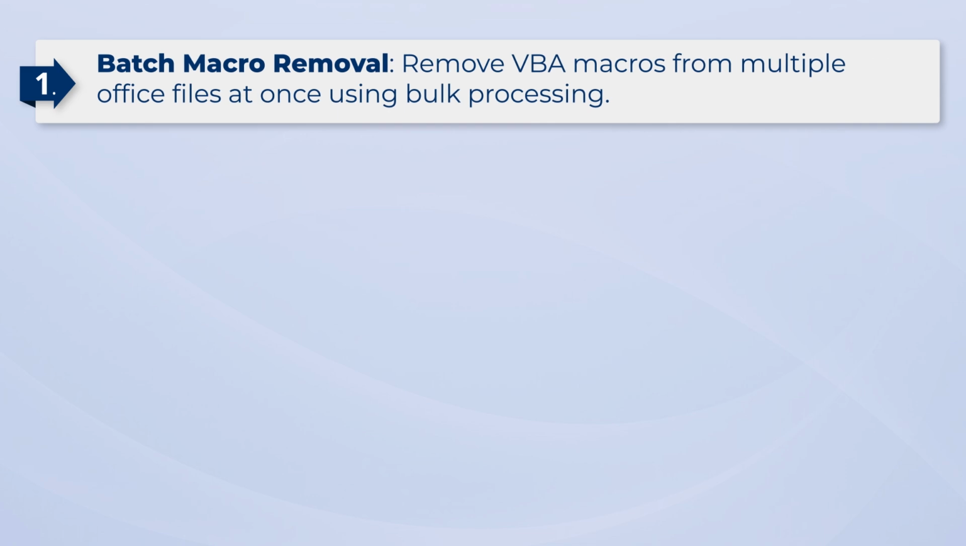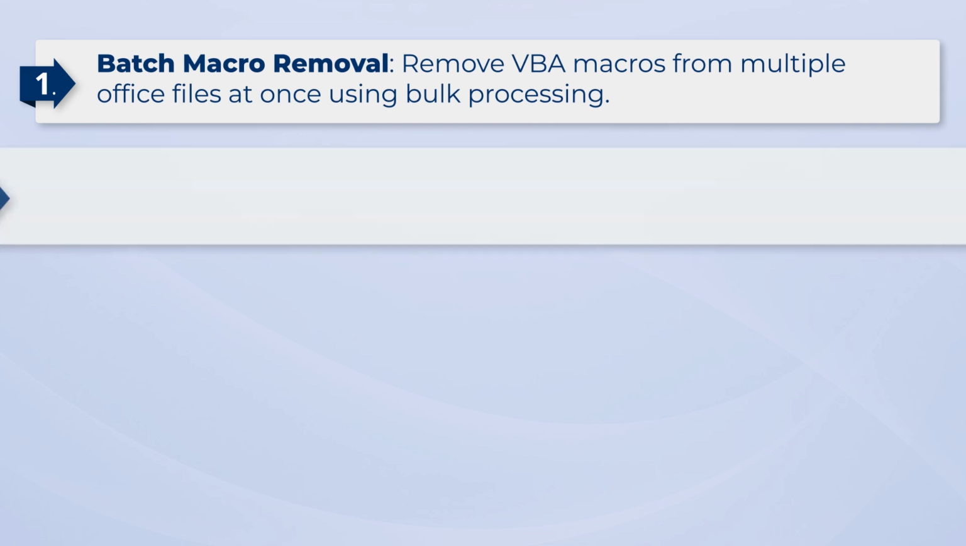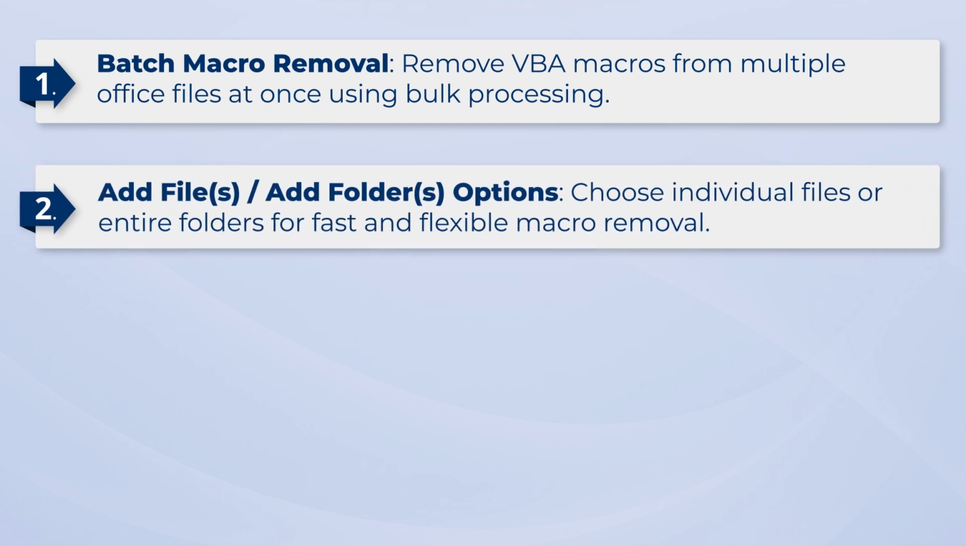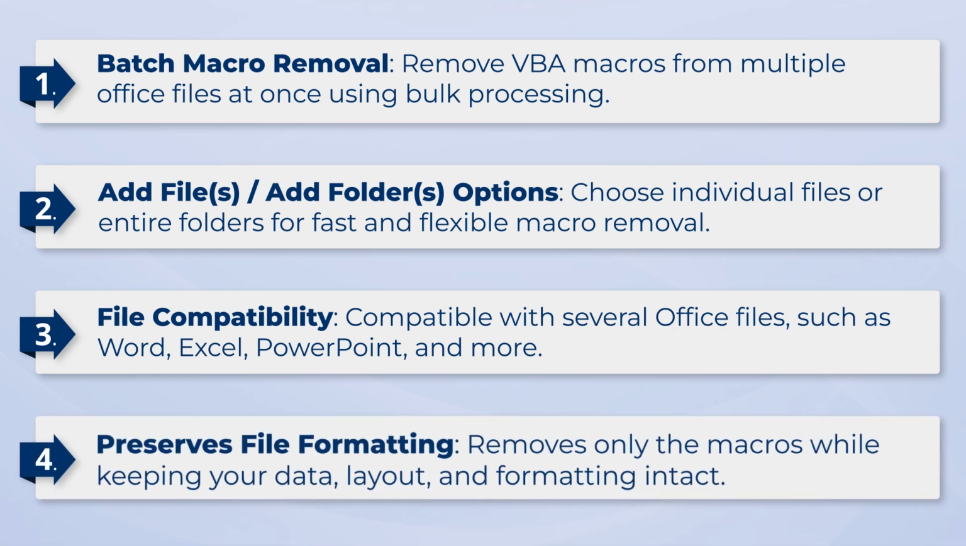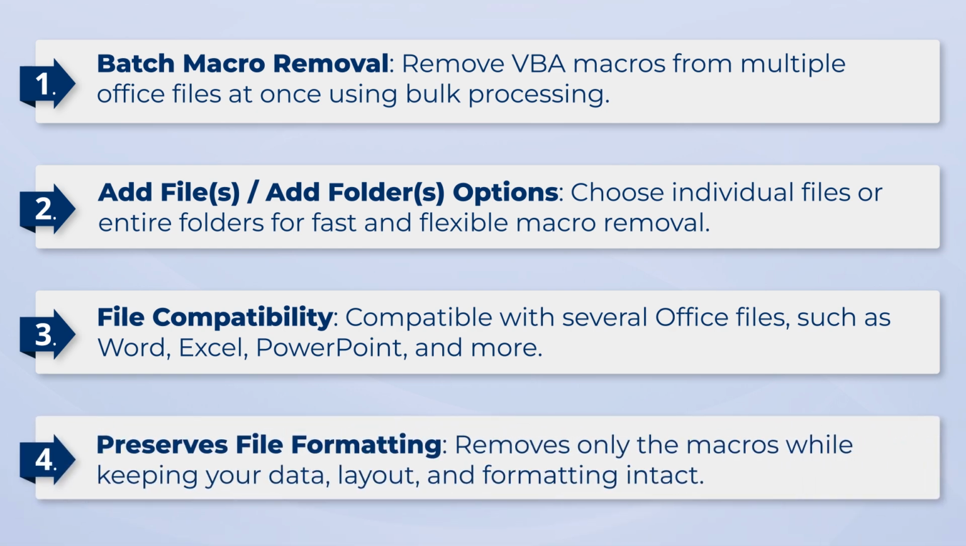Key features of the software. Batch macro removal: remove VBA macros from multiple Office files at once using bulk processing. Add files or add folder options: choose individual files or entire folders for fast and flexible macro removal. File compatibility: compatible with several Office files such as Word, Excel, PowerPoint, and more. Preserves file formatting: removes only the macros while keeping your data, layout, and formatting intact.